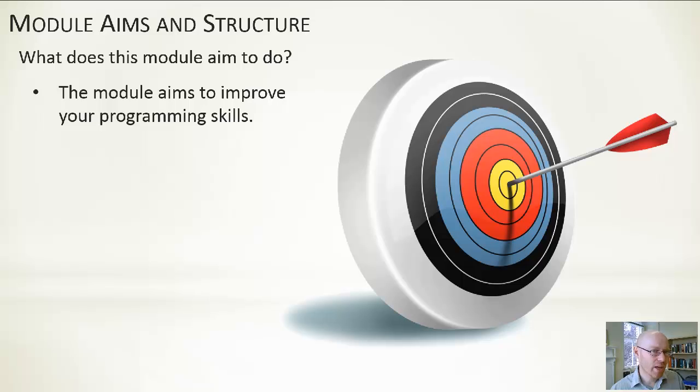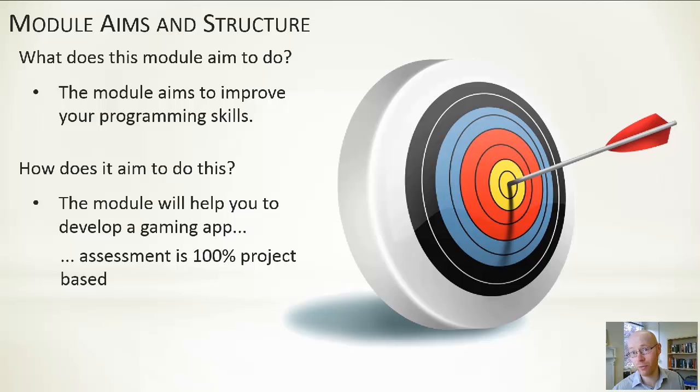How are we going to do that? Different ways. For this particular module, we're going to use a project. It's going to be a project within which you will be developing a game. It's going to be a game which will run on an Android device, be it a phone, be it a tablet. So this is the vehicle, the mechanism, the means through which we will improve programming ability: writing a gaming app.